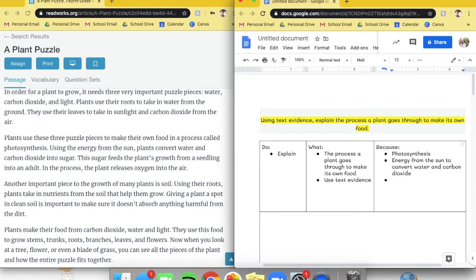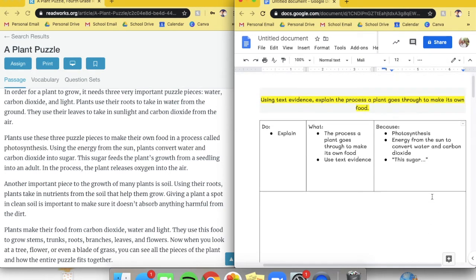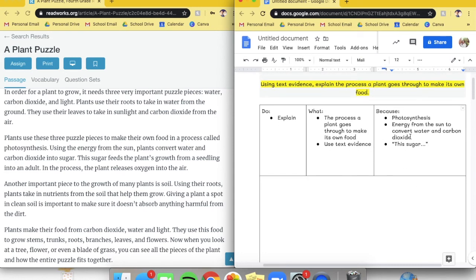So I'm going to think about what part of the text I want to actually include in my writing. And I need to put quotes because I'm pulling it straight from the text. I'm going to use the part that says, this sugar, because I don't want to spend too much time on my DWB box. What I really want to focus on is writing my answer down here. Look at my bullets. They're not complete sentences. Okay, they're just an outline of what I'm going to write. So now I'm going to jump down to my box and actually write my response.